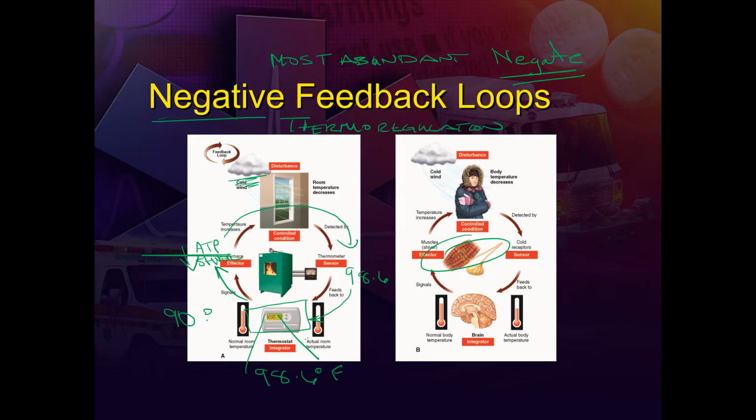Now, the converse could be true. Let's say that it's hot outside. If our thermostat's set for 98.6 degrees Fahrenheit and outside the temperature goes to 100 and our body temperature goes to 100, then we turn on the AC. We bring down our body temperature through the air conditioner, just like we did here. We get to 98.6 and the process is negated because we met our goal. That's a negative feedback loop.